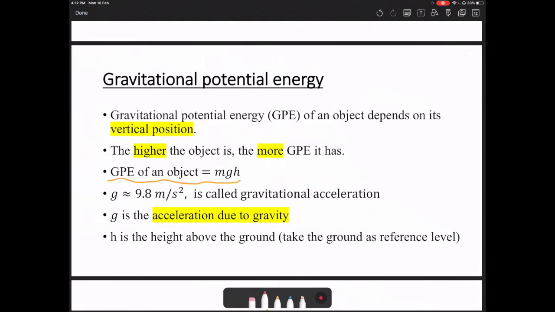Suppose there is a ball falling to the ground. Why is this ball falling to the ground? Because we know there is gravity acting on the ball.